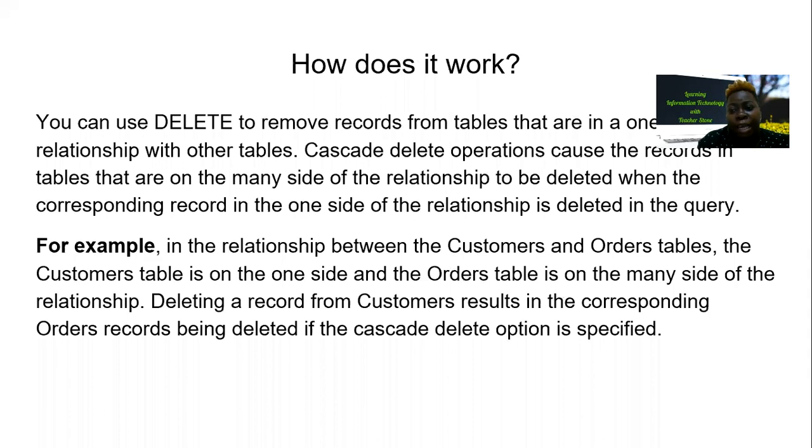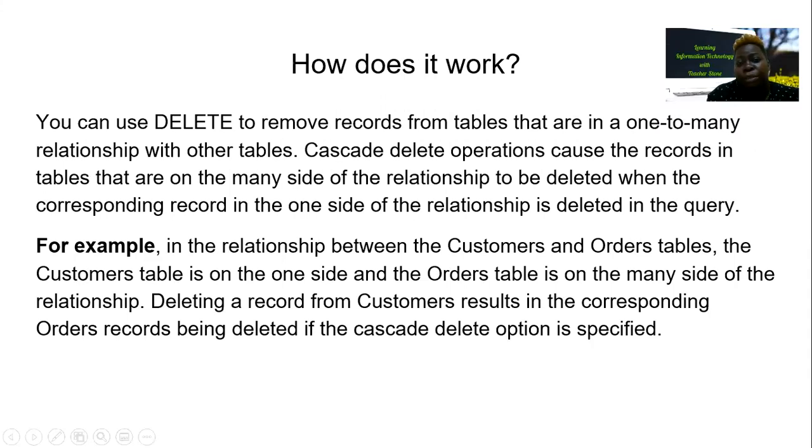So how exactly does it work? Well, you can use the delete query to remove records from tables that are in a one-to-many relationship with other tables. The cascade delete operation causes the records in the tables that are on the many side of the relationship to be deleted when the corresponding record on the one side of the relationship is deleted in the query.